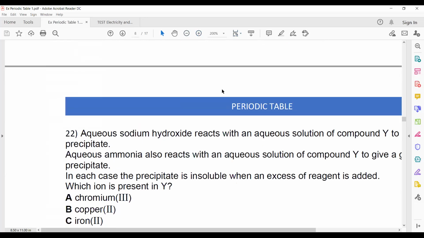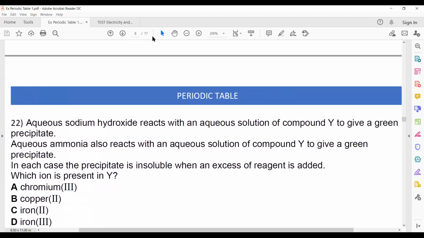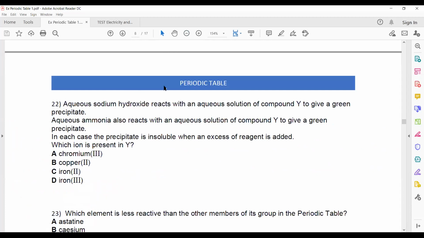In question 22, aqueous sodium hydroxide reacts with an aqueous solution of compound Y. It gives a green precipitate. And aqueous ammonia also reacted with the aqueous solution of compound Y. It also gives a green precipitate. So when it is giving a green precipitate, which metal ion is present?